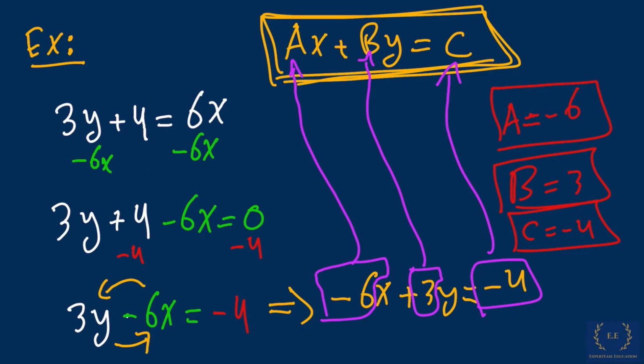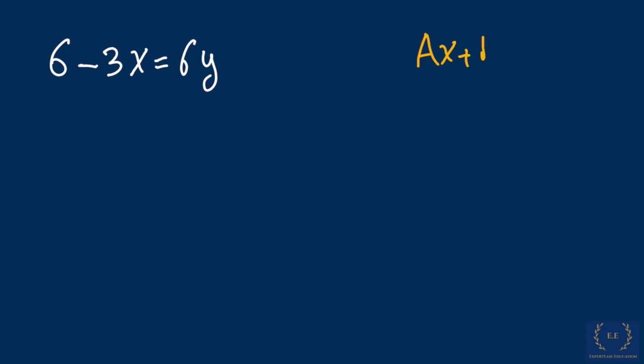It's quite simple, right? Let's have another example. Make sure that you try it by yourself. If I have the following case where I have 6 minus 3x equals 6y. Again, the standard form is ax plus by equals c. So I have to put the x by itself, the y by itself as well, with the x and the number on the other side.